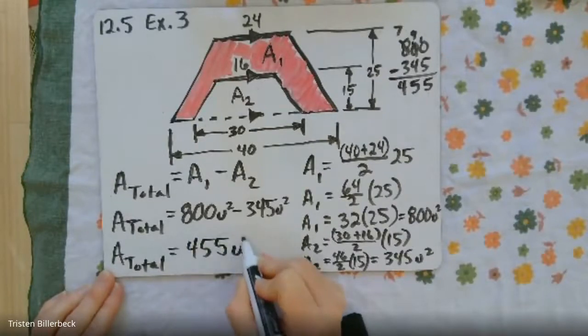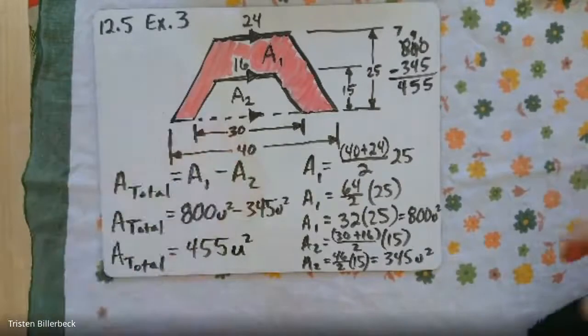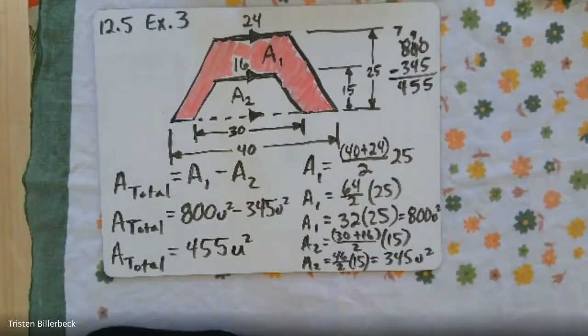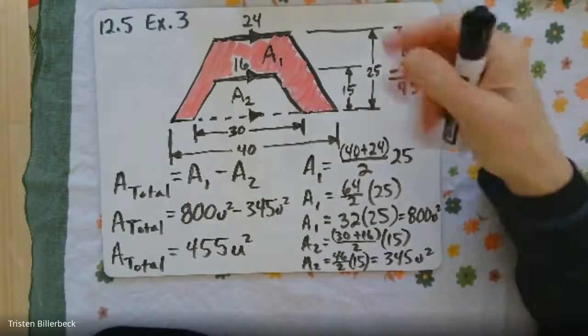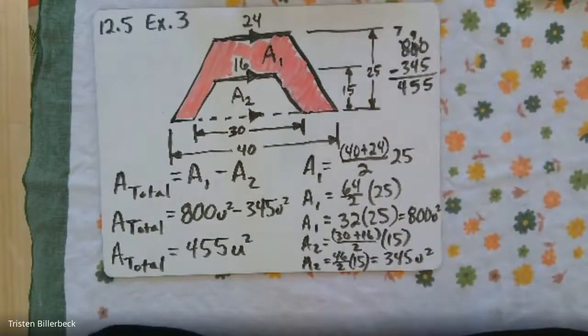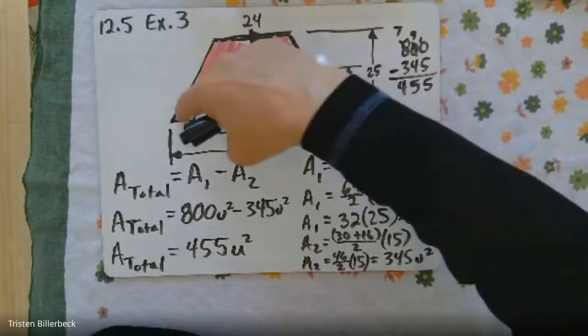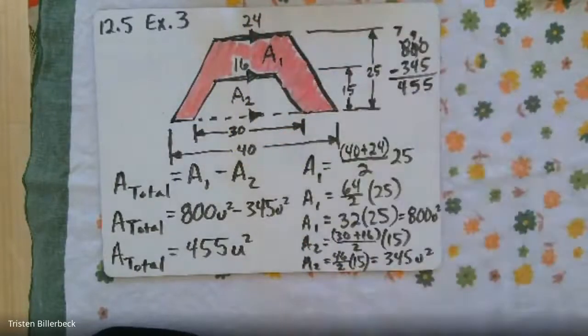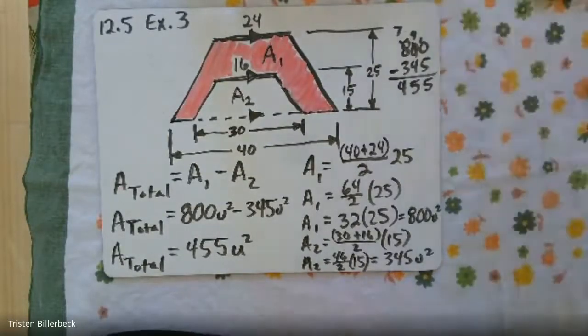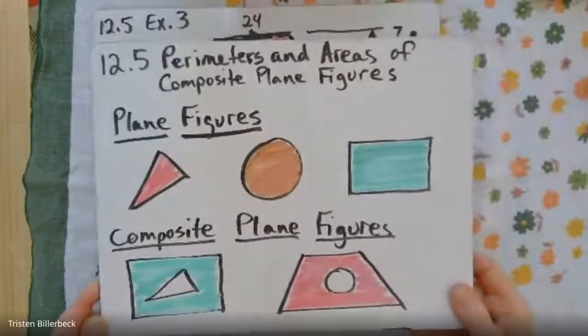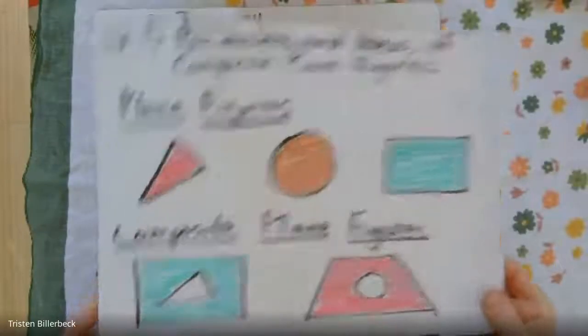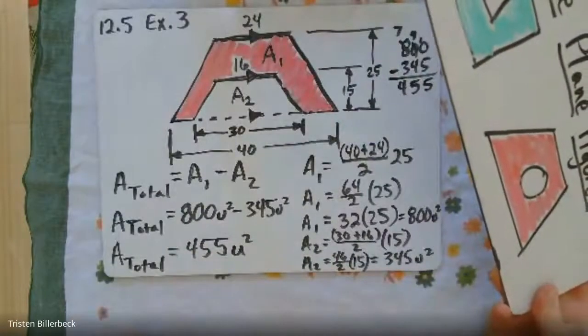455 units squared. So we could take a very difficult problem and break it down into parts by breaking it up into composite shapes. And then we can find the areas of these shaded regions that are left behind. Isn't that cool? So now you know how to do this. Oh, we didn't do perimeters, did we? Well, let's look at a perimeter.